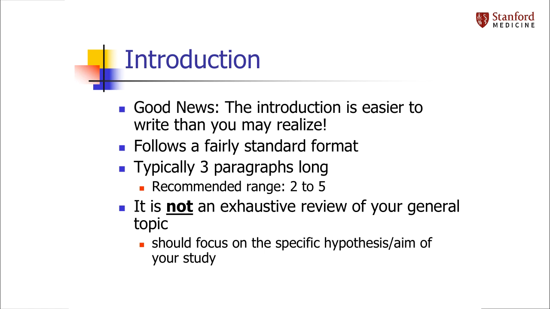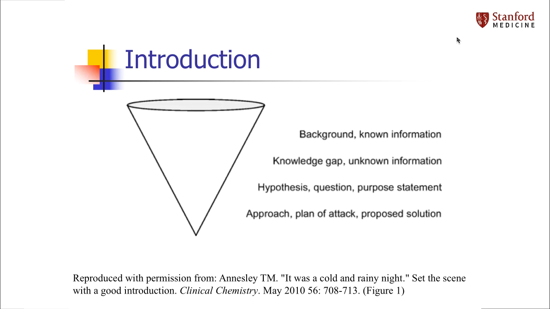I'm going to take you now through this standard format. A good way to think of the introduction is as a cone, as is pictured here. This is a figure I'm using from one of Thomas Ansley's papers in the journal Clinical Chemistry. He represents the introduction as a cone. The idea is that you're going to start with something general, and you're going to narrow down very quickly to your specific study. So you start your introduction by briefly giving some context, some background information about what is known on your topic, what's known about breast cancer and smoking, about that link.